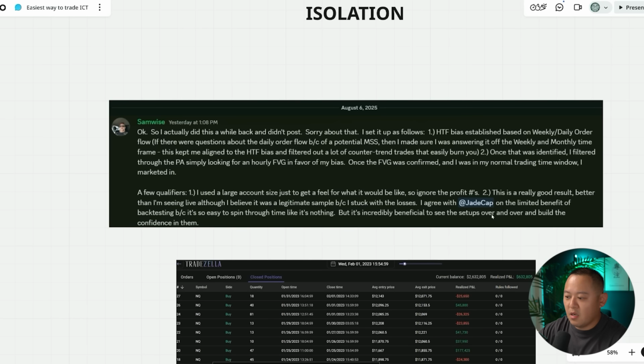Okay, so he's saying, I agree with JCap on the limited benefit of backtesting because it's so easy to spin through time. That's what I'm talking about. Spinning through time and actually sitting in the trade is something that not a lot of people understand. Sitting in that trade, you're going to have tons and tons of emotions that pop up while the trade is fluctuating around. How do you deal with that? What are the decisions that you're going to make that's going to keep you on track in order to hold that trade towards your target? Okay, plan your trade, trade your plan.